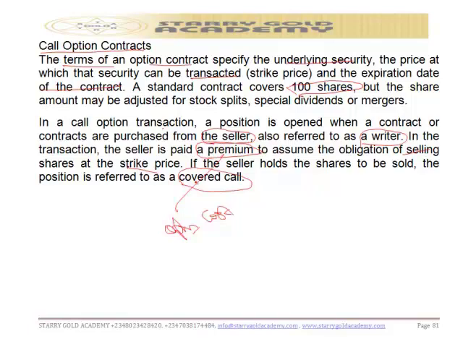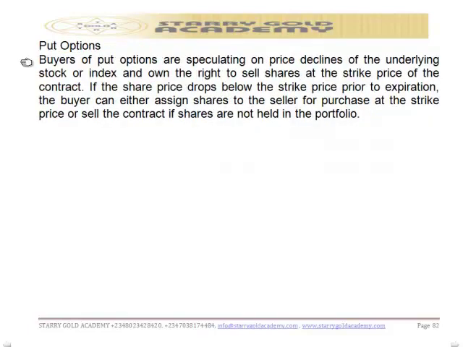And when we are talking of a put option, the contract on its own involves the right to sell, and buyers of the put option are speculating on the price decline of the underlying stock or index and own the right to sell at the strike price of the contract. So if the share price drops below the strike price prior to the expiration, the buyer can either assign the shares to the seller for purchase at the strike price or sell the contract if the shares are not held in the portfolio.